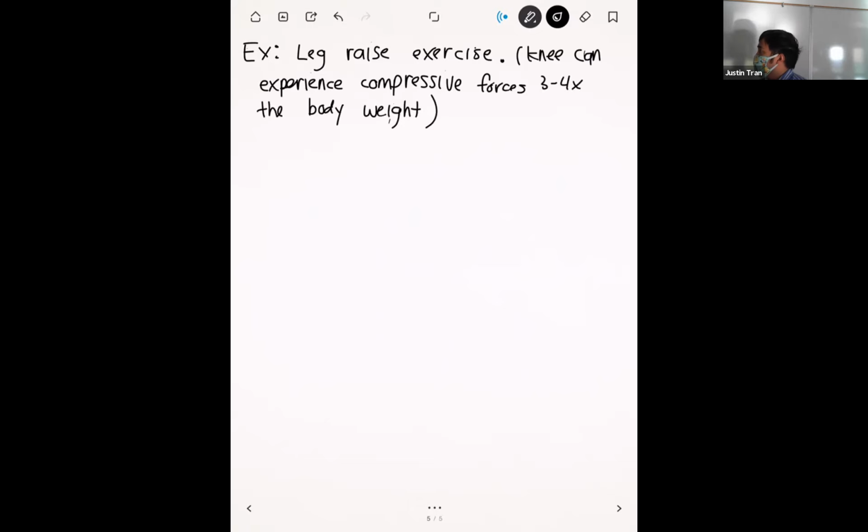And a lot of that is just purely due to the fact that, just by standing, just by walking, your thigh muscles are going to be tensing, and your lower leg muscles are going to be tensing as well. And so that places a lot of strain on your knee. All right, so let's look at the leg raise.